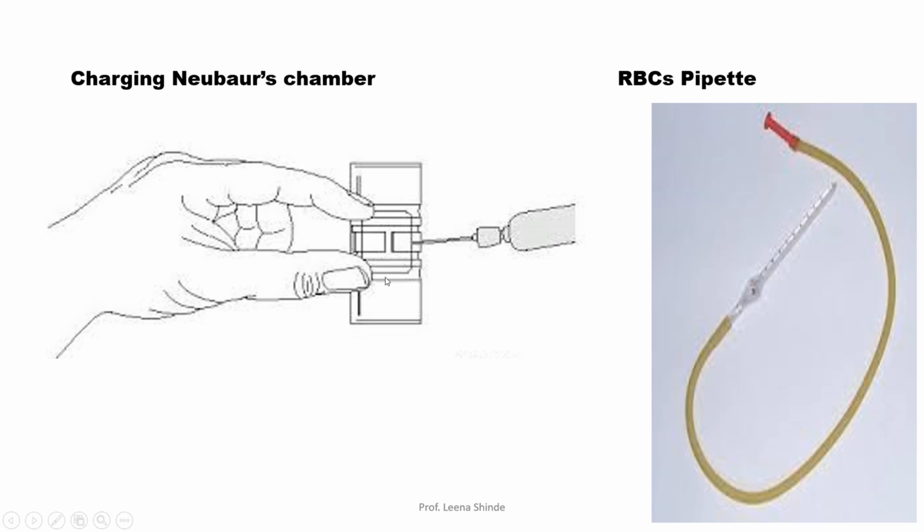Charging the Neubauer chamber method: take a drop from the pipette and allow it to go under the cover slip. Then the RBC pipette: the red bead is contained inside the large bulb, and the markings are 0.5, 1 and 101.